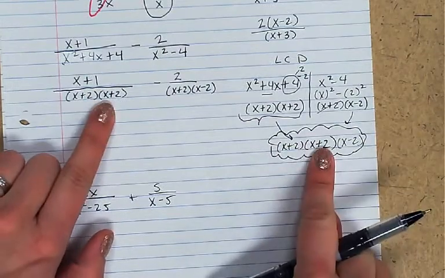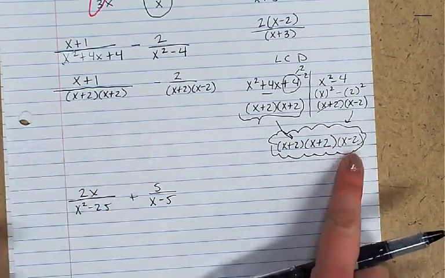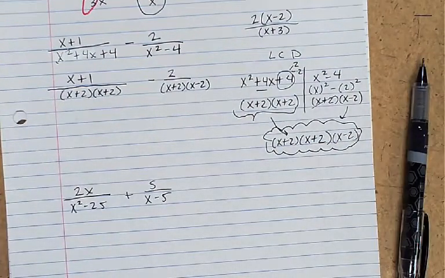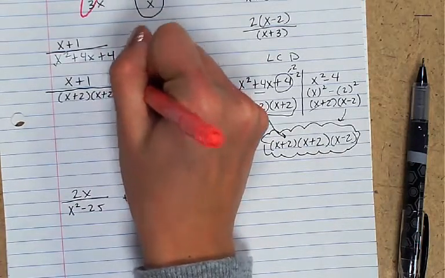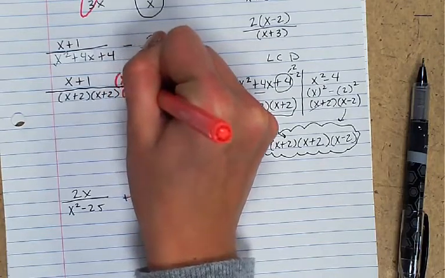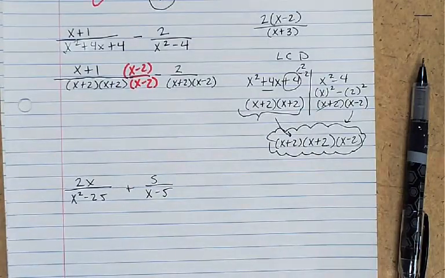Well, it already has the 2x plus 2's. It's just missing this last x minus 2. So we need to multiply that in. Remember, whatever you do to the denominator, you have to do the numerator as well.